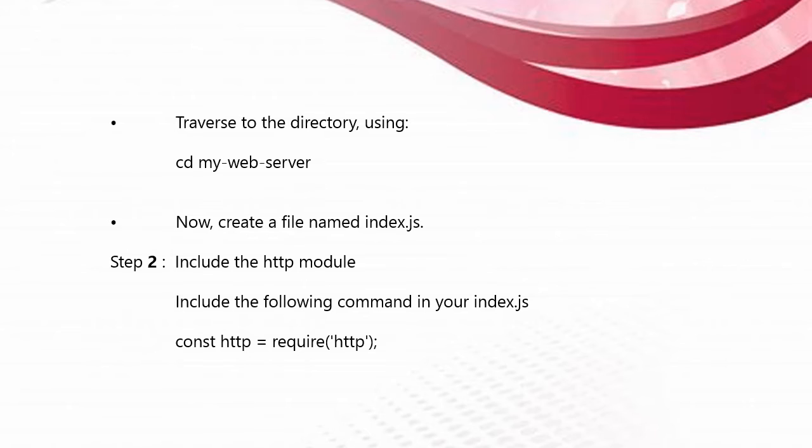You may include the HTTP module. For that purpose, you have to use the require command. Include the following command in your index.js. const http = require('http'). So here we have created an HTTP object that now contains all the functionalities offered to us by the module.